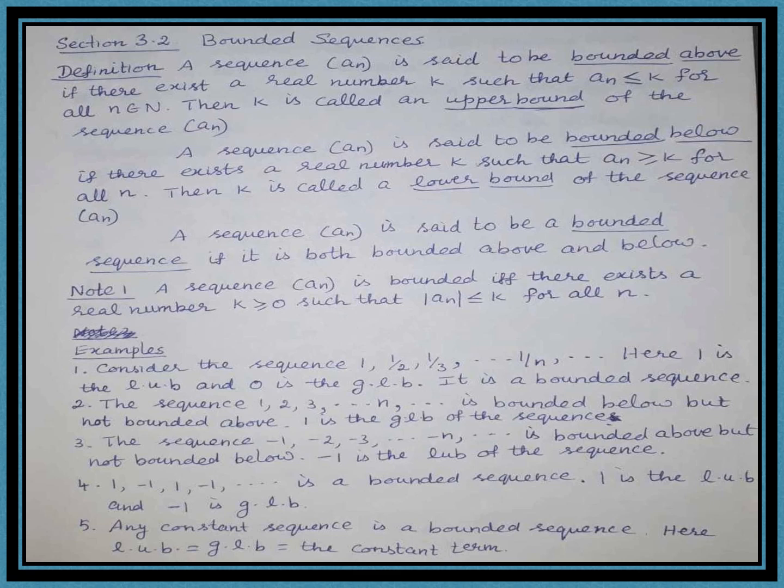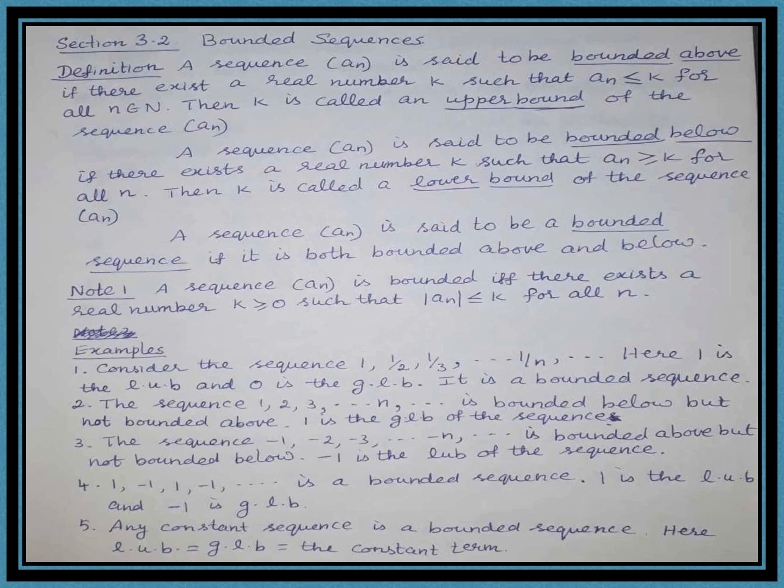So from the sequence, you take the terms, you take the absolute value of the term. If that value is less than or equal to the found k value, then we will say the sequence is both bounded below and bounded above.